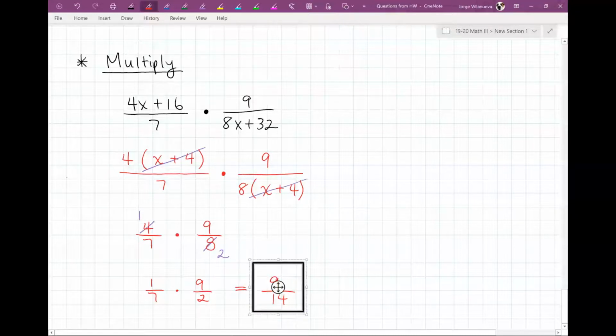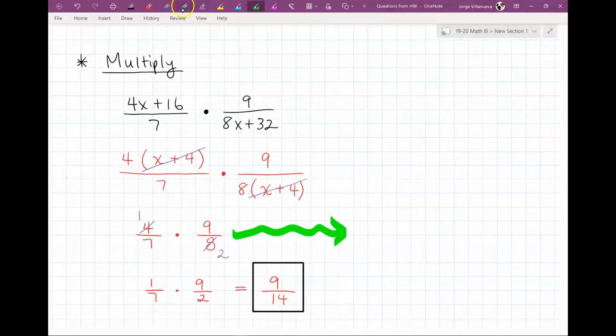Okay, if you didn't want to cross cancel, so let me say you got to this point right here and you said I don't want to cancel things out, so you left it 4 over 7 times 9 over 8. You could have just multiplied straight across, and that would have been 36 over 56. Okay, so you could have done that, and that would not have been a problem.